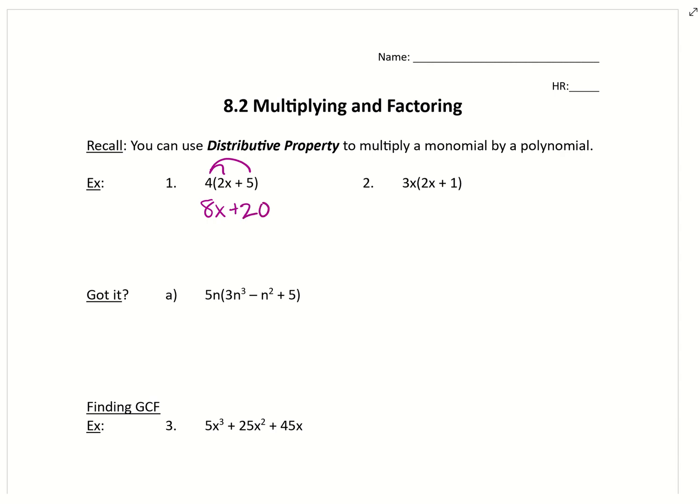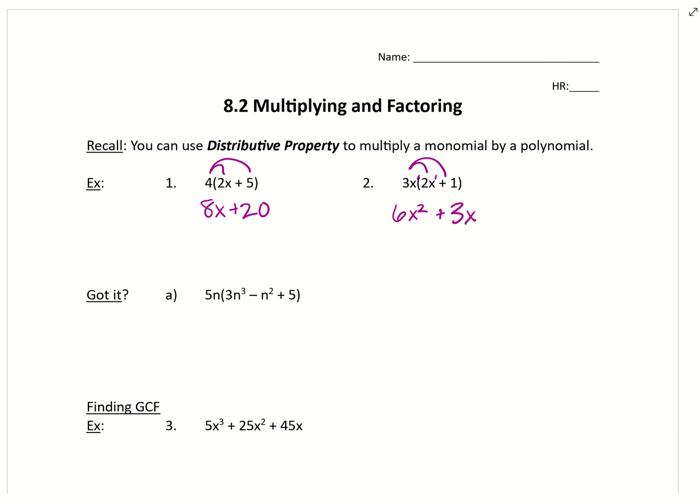Number two, same idea. Distribute the 3x to both. The 3x times 2x is going to give us 6x squared. Okay, remember there's a 1 on each of those exponents. And then 3x times 1 is just 3x.